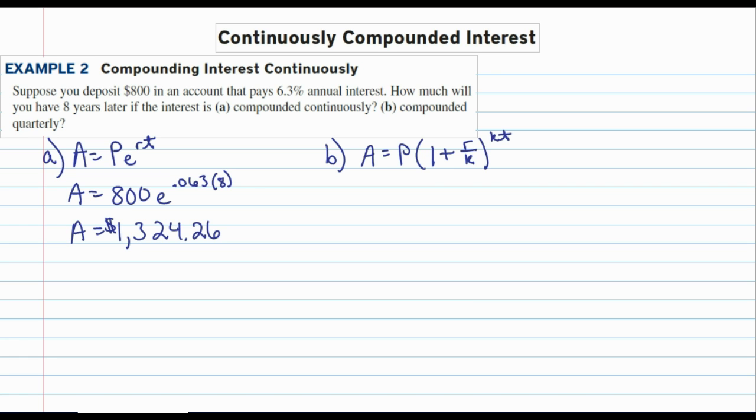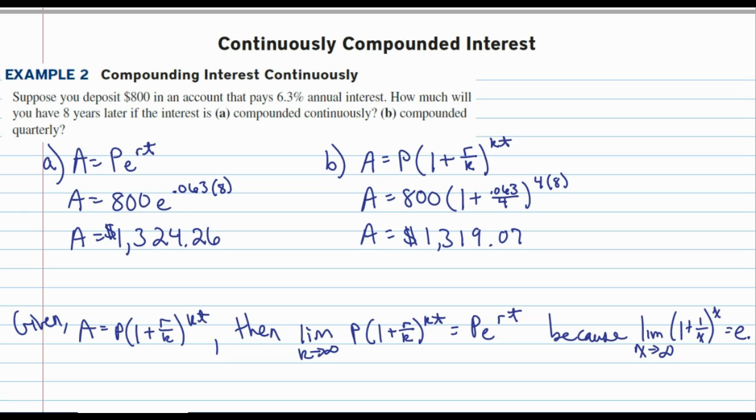Part B asks for compounding quarterly. That's the other formula that you will use. A equals P times 1 plus r over k to the kt. Now, this formula can get used for quarterly, monthly, semi-annually, etc. That would just change your k value. So in this case, 800 is still our initial value. Our rate is 6.3%, but because we're compounding quarterly, our k value is a 4. And then that's for 8 years. And then that would be $1,319.07.